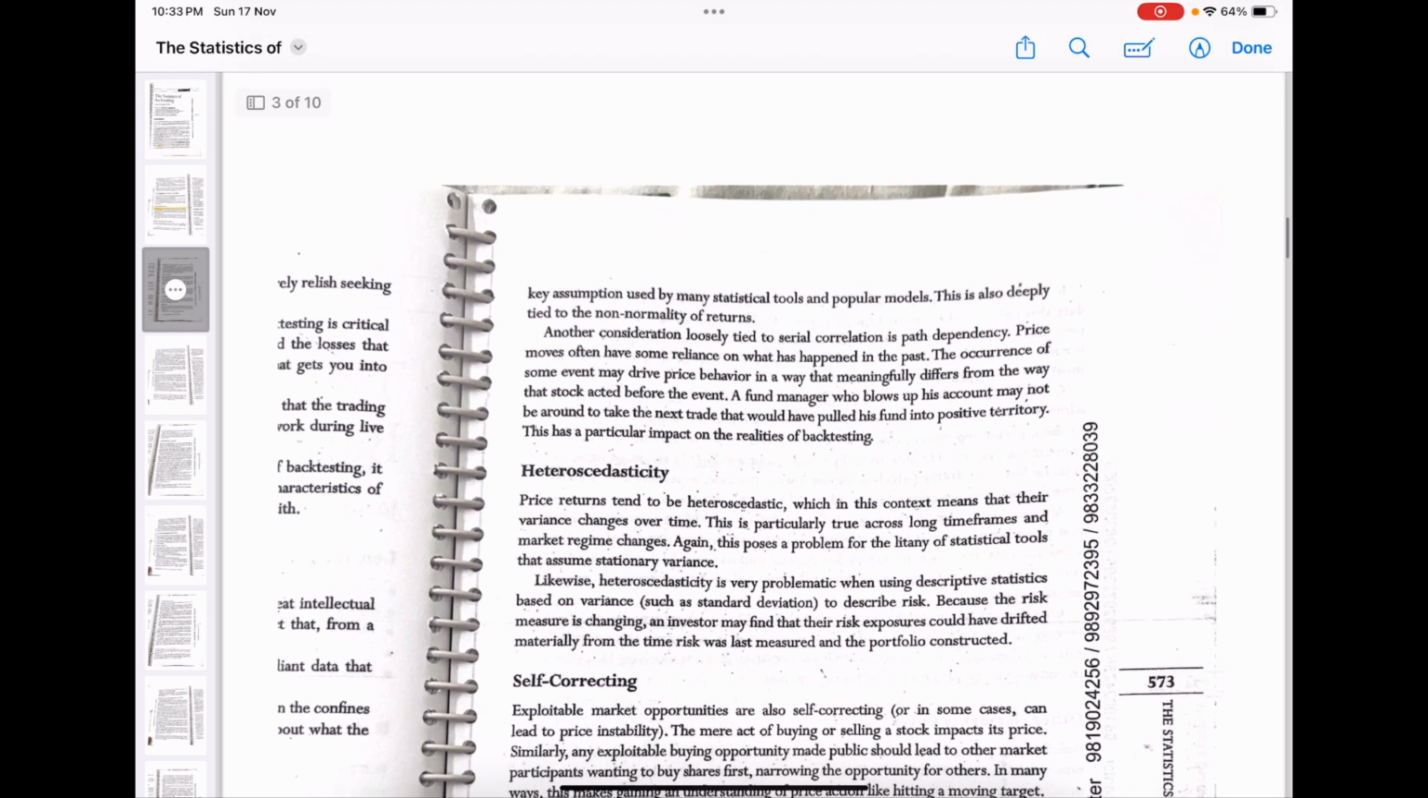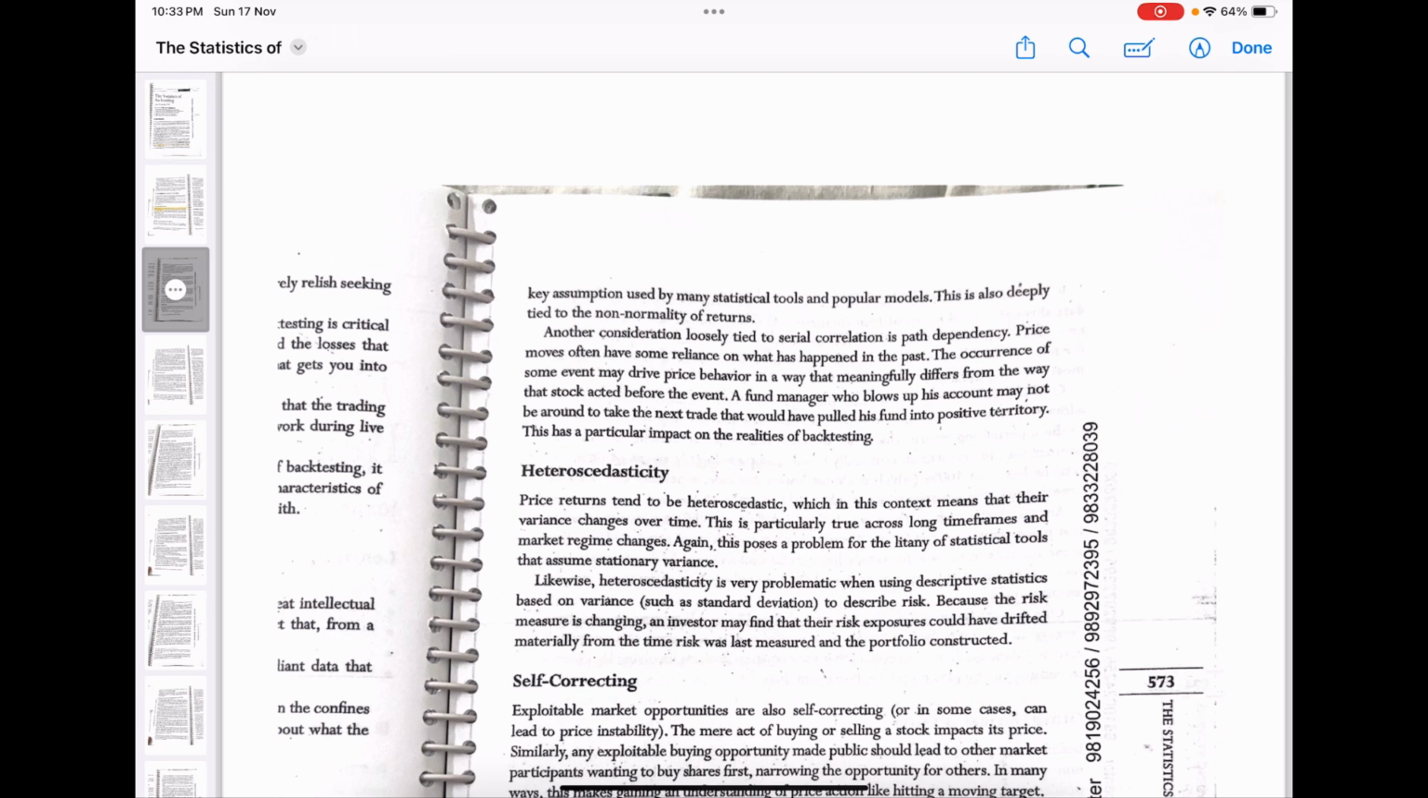This is also deeply tied to the non-normality of returns. Another consideration loosely tied to serial correlation is path dependency. Price moves often have some reliance on what has happened in the past. The occurrence of some event may drive price behavior in a way that meaningfully differs from the way that stock acted before the event. So, the fund manager who blows up his account may not be around to take the next trade that would have pulled his fund into positive territory.